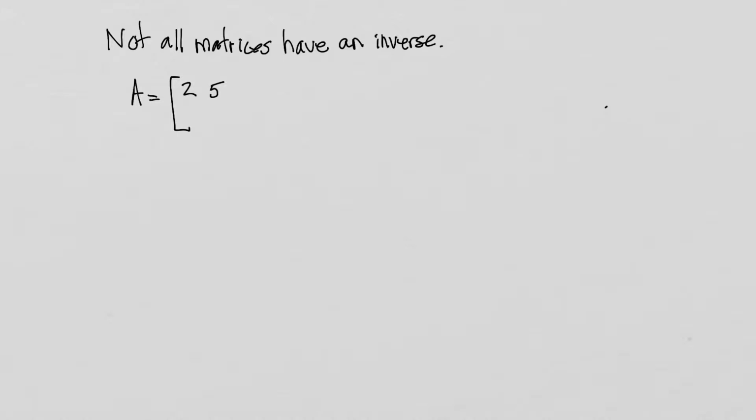And then what I'm just going to do is double these, or triple them, quadruple them, whatever you like. Just double them maybe. I'll get a 4 and a 10. So the second row is just 2 times the first row.